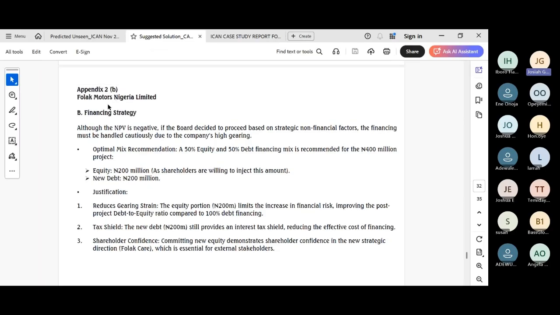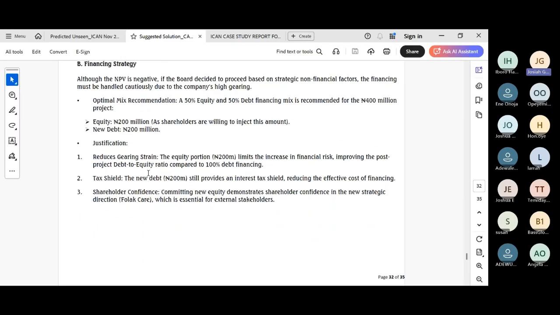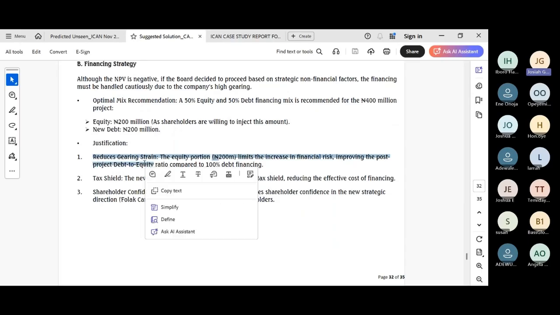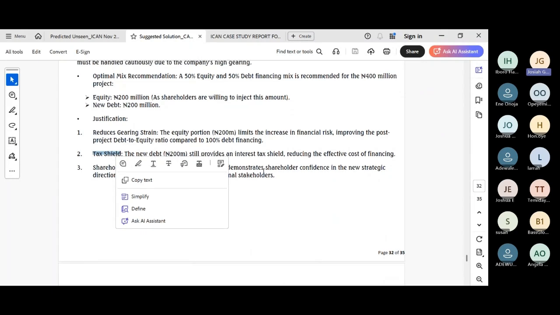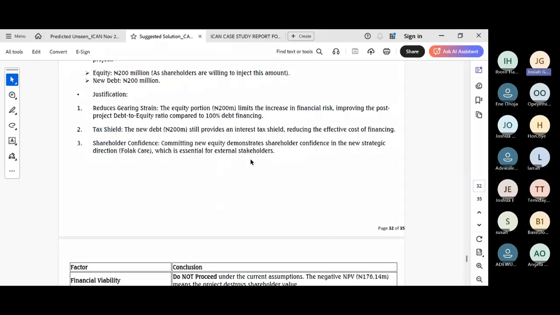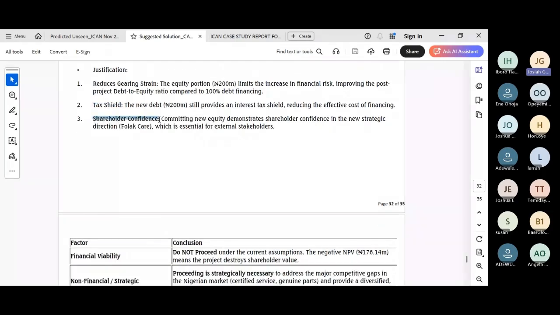And that's why the financing strategy came under this. So we're saying that the reduced gearing strain would help if equity and debt are 50-50. We also have a tax shield because the new debt of 200 million still provides an interest tax shield, reducing the effective cost of financing. And we also said it increases stakeholder confidence because there's commitment to new equity, a demonstration of what has been injected, and stakeholders' confidence will be boosted.